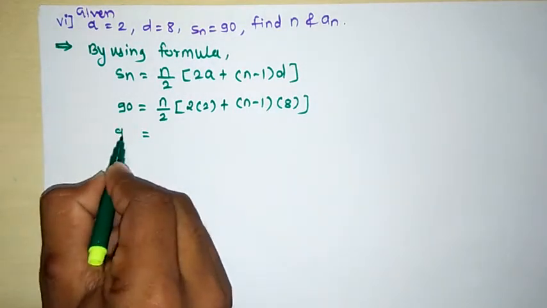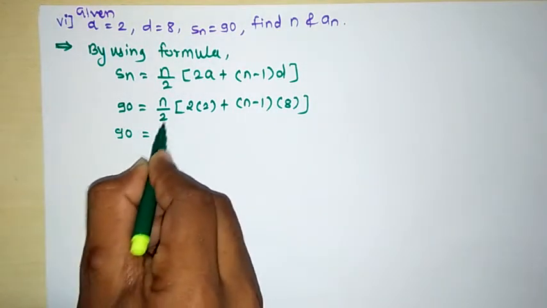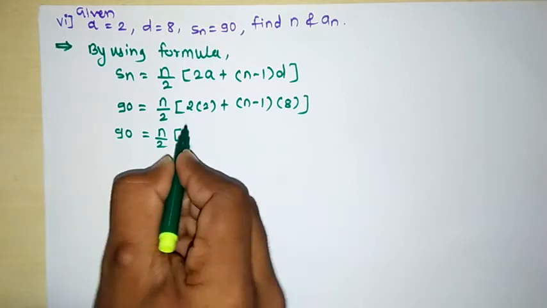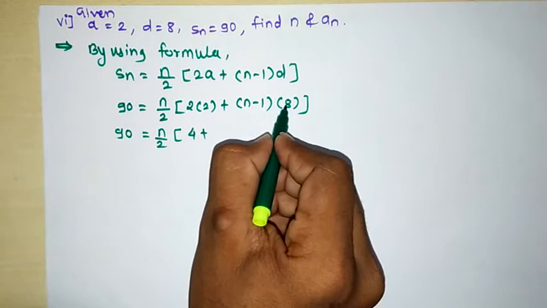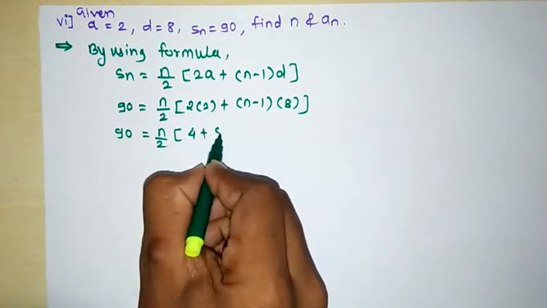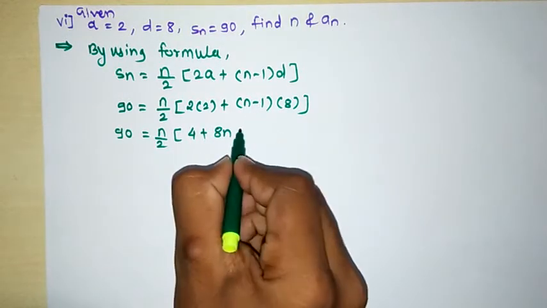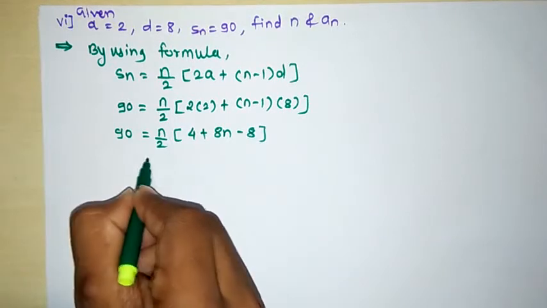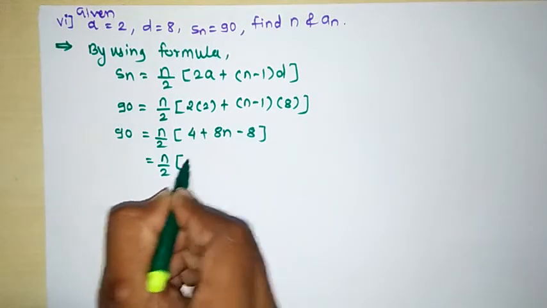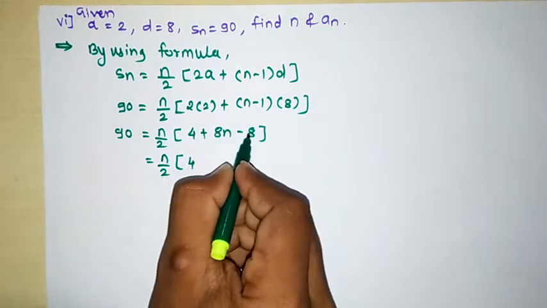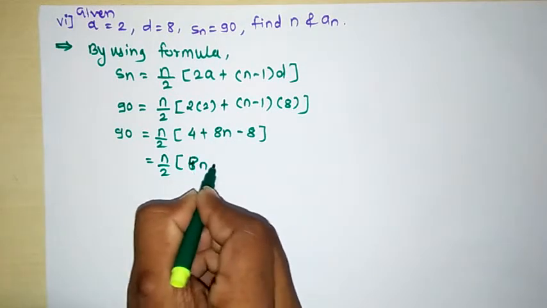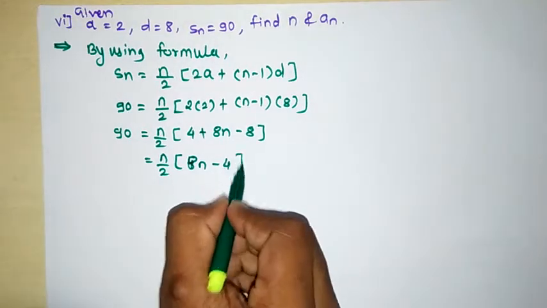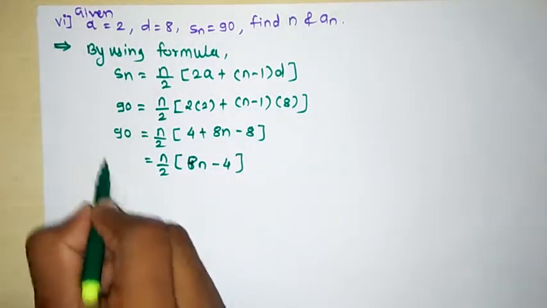Now see here, this is 90 equals n by 2 into 2 into 2, which is 4, plus, now we will multiply the bracket, 8 into n, 8n, 8 into minus 1, that is minus 8. Now we will solve the bracket. n by 2, 4 minus 8 is equal to minus 4. I will write like this, 8n minus 4, which is equal to 90.